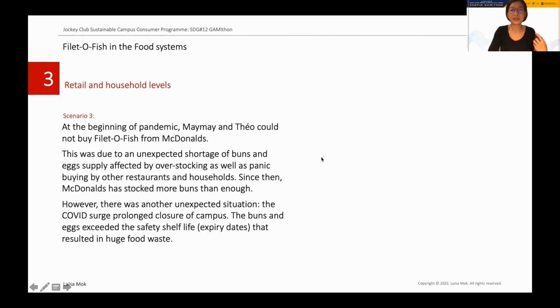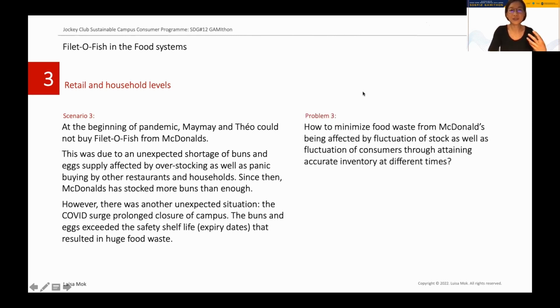waste. So for this case, I don't think I need to provide you facts, because overstocking or ordering more than enough is very common, even to us. So your task is to solve how to minimize food waste from McDonald's, being affected by fluctuation of stock as well as fluctuation of consumers. So maybe accurate inventory management is good for them to help them.